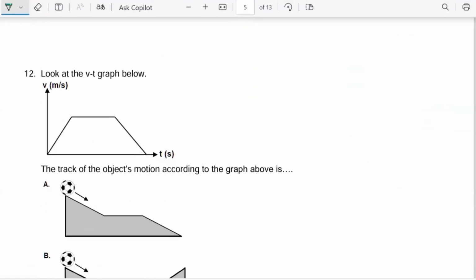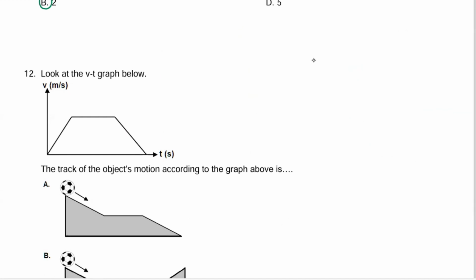Now question number 12. You are given the graph, and you need to find out the track of the object according to the graph. As you know, this is 0, and then there are 3 intervals of time. In the first interval, its velocity or speed is getting higher, so it means at this point it is being accelerated. And then the second part moves with a constant speed, so the velocity is always the same until this point, where it decreases. When the velocity decreases, it means the object is being decelerated.